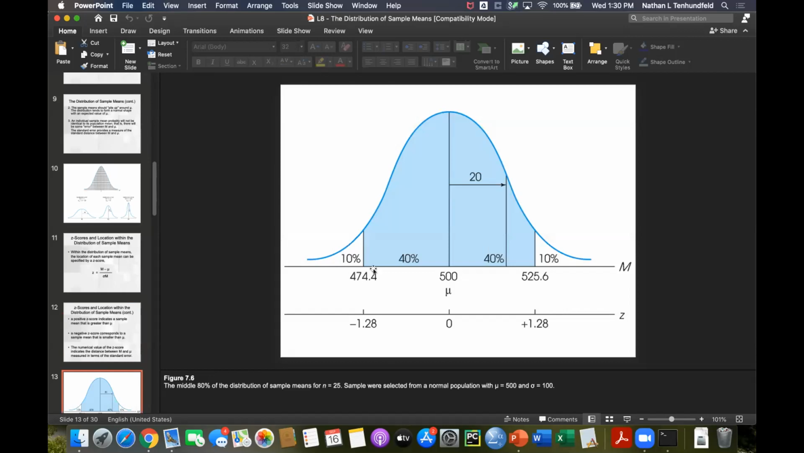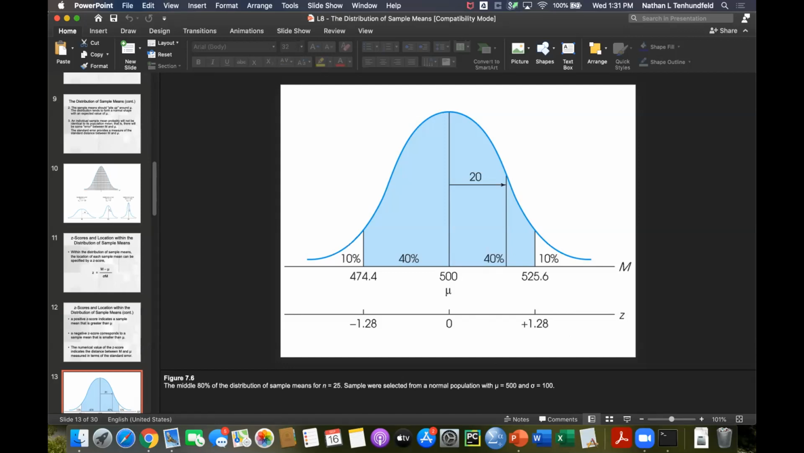And so if we look at this population here, if we have a mean of 500, and we want to say, what is the middle 80%, we need to know, okay, what are the z-scores that correspond to having 10% in each tail? And that just happens to be 1.28.